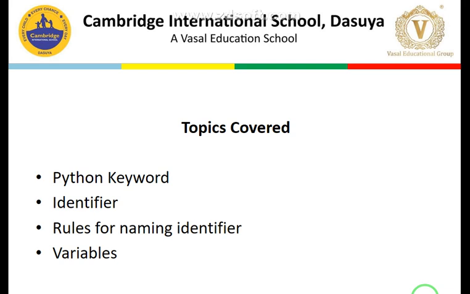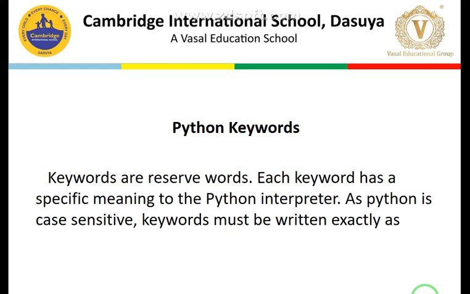So, the topics covered till date. So we just revise that Python keyword, identifier, rules for naming the identifier, variables, and so on. Okay. So just have a recap over that. Python keywords. What are Python keywords? They are also called the reserved words, whose meaning is already defined inside the Python. So we cannot use them for other purposes like naming a variable and so on.